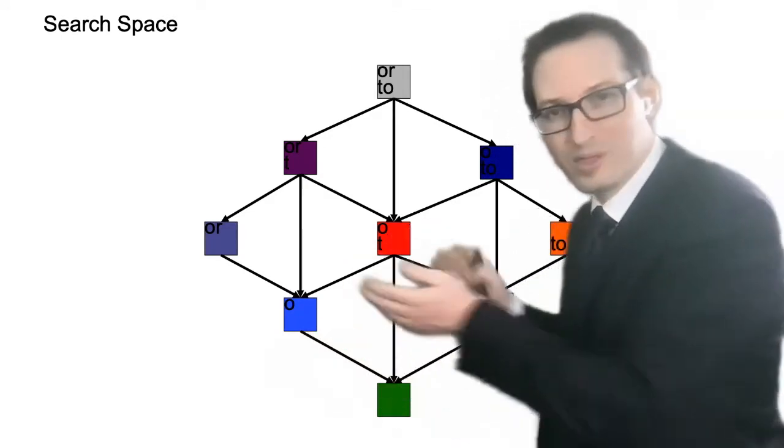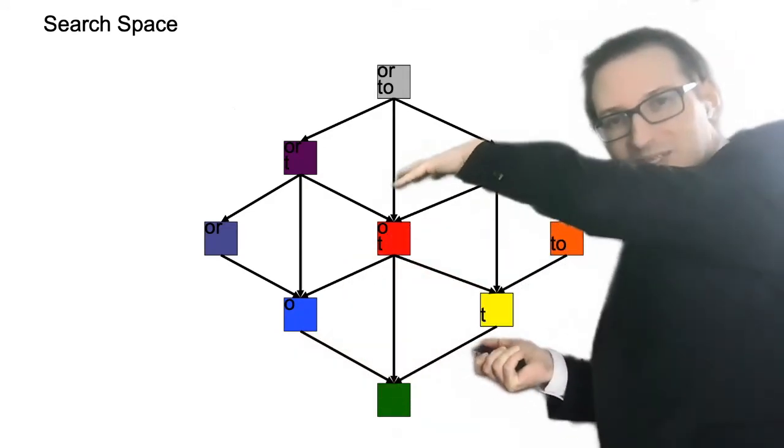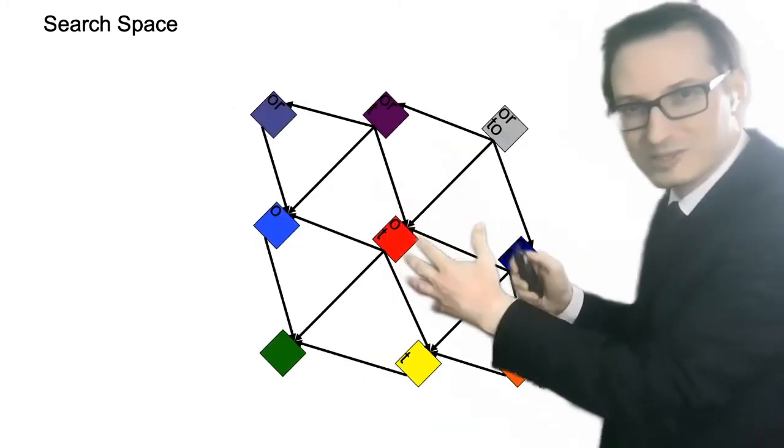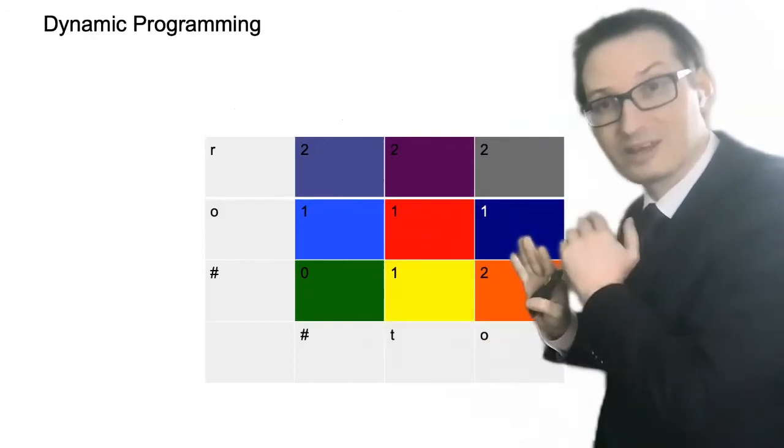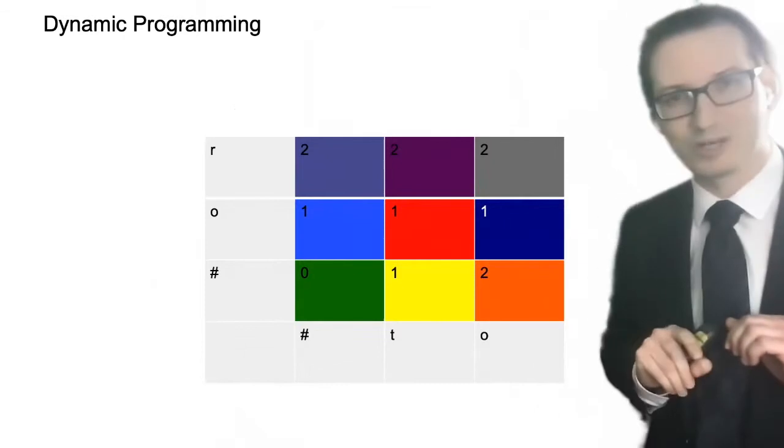And what we end up with is this. And if you rotate it just 45 degrees, what you get is a rectangle. What that means is that instead of exploring the entire search space, you can explore the quotient of the search space by the equivalence relation. And it turns out that this is quadratic. It's no longer exponential.